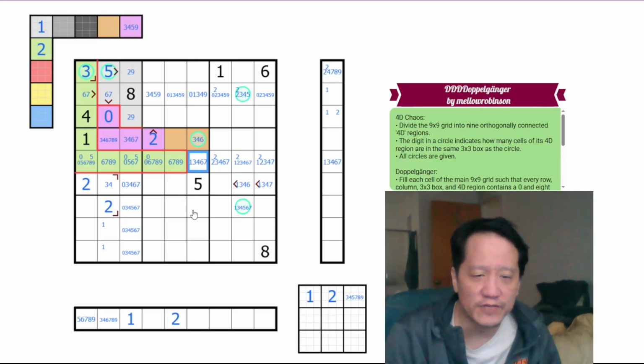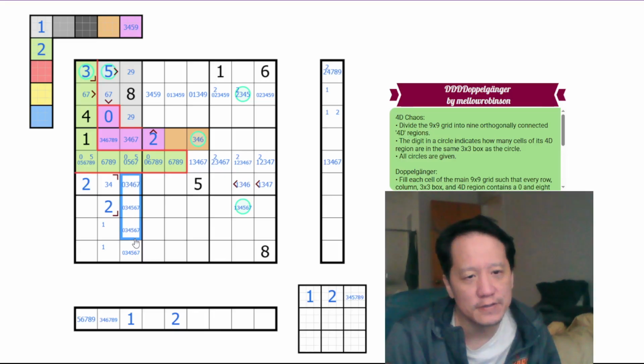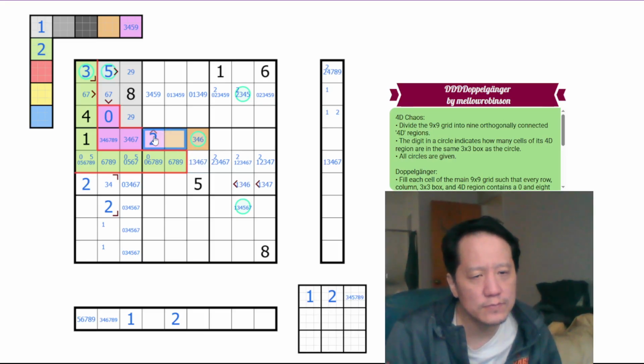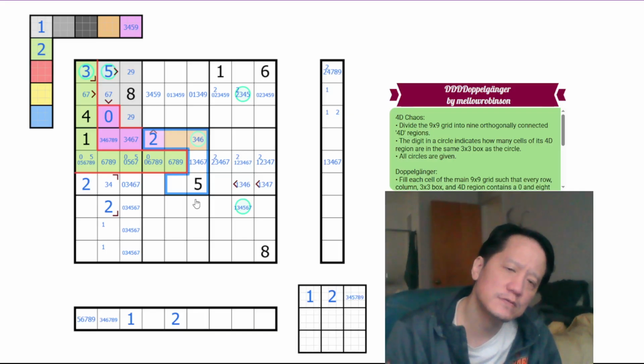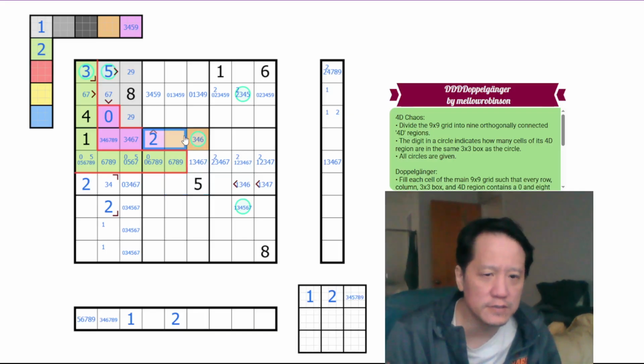Yep, this is definitely a very hard puzzle. Let's see. If we go that way. Well, this could be a full 6. Assuming it's there, right?